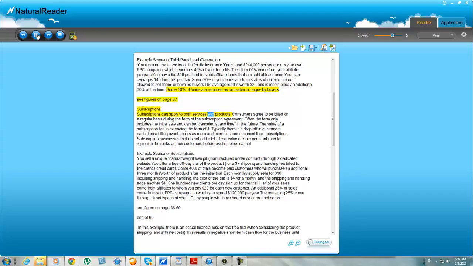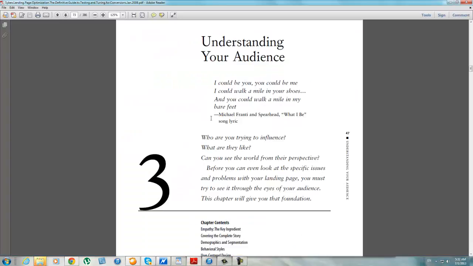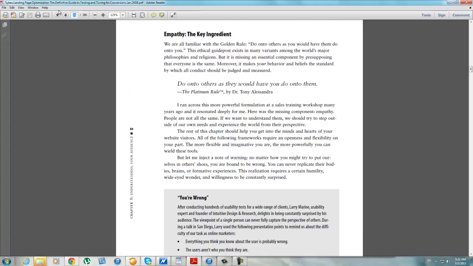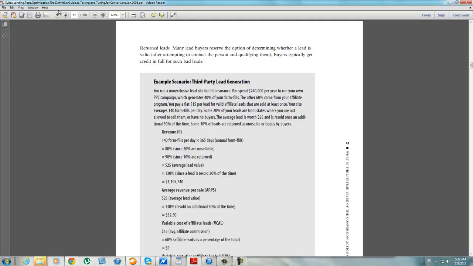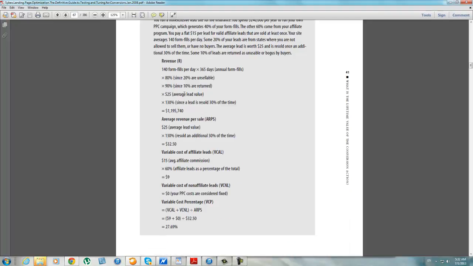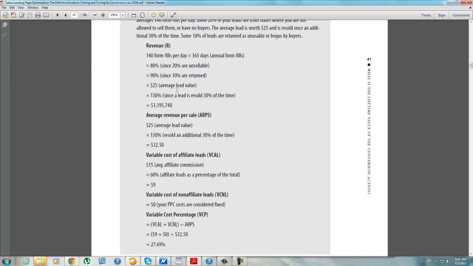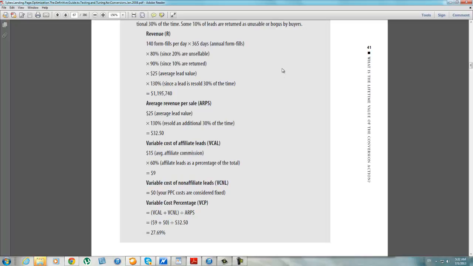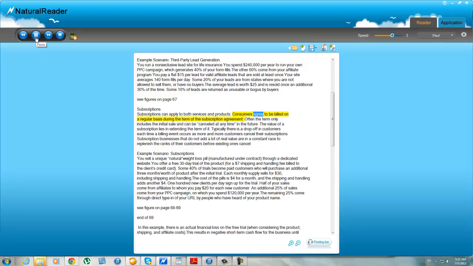Subscriptions can apply to both services and products. Consumers agree to be billed on a regular basis during the term of the subscription agreement. Often the term only includes the initial sale, and can be cancelled at any time in the future. The value of a subscription lies in extending the term of it.